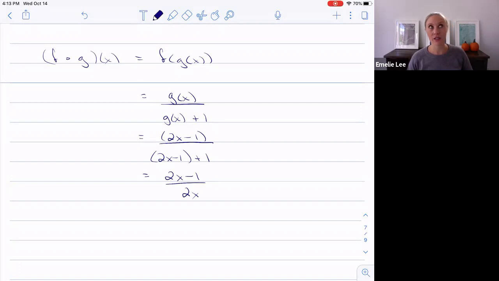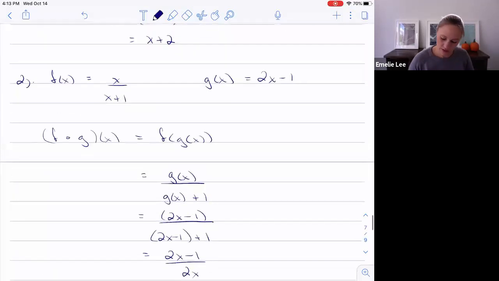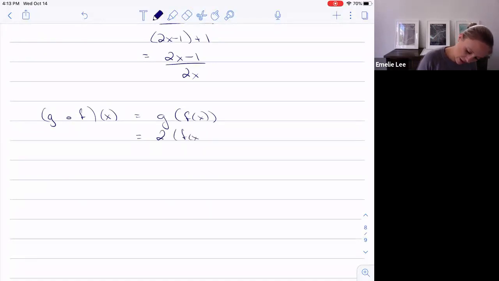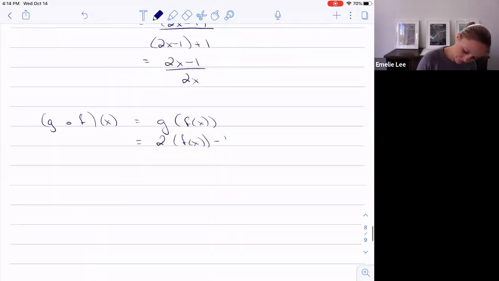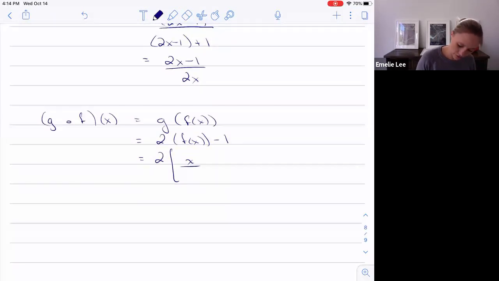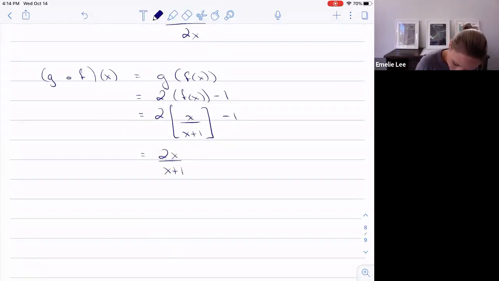So what if we did g composed with f of x? G composed with f of x is g of f of x. So now in g, 2x minus 1, I'm going to replace my x with f of x. And so I get 2 times f of x, minus 1. But f of x is this fraction, x over x plus 1, and then minus 1. You could put it over a common denominator. I would probably just leave it like it is. 2x over x plus 1 minus 1. Because I'm lazy.